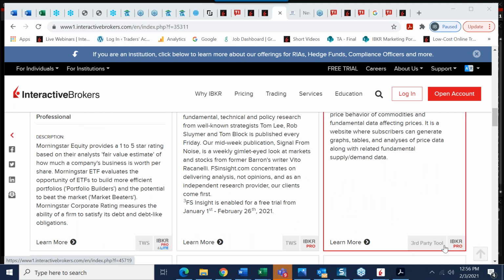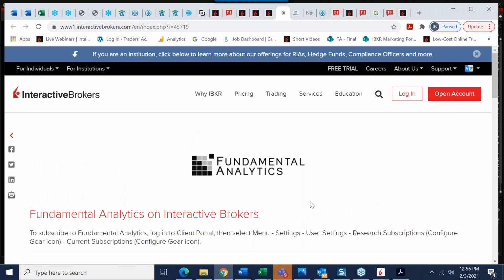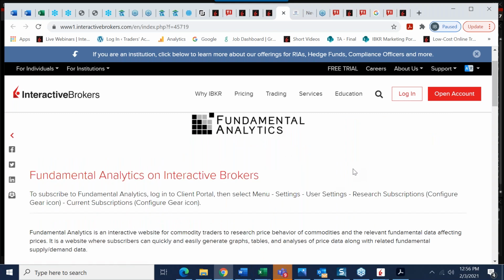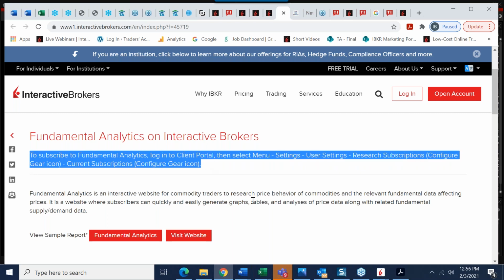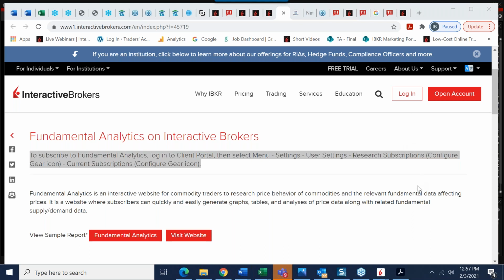It's available under IBKR Pro, and it is a third-party tool. I click on Learn More, and it takes me to the microsite for Fundamental Analytics on the Interactive Brokers website, which tells you exactly what I just described. Log on to Client Portal, select Menu, Settings, User Settings, Research Subscriptions, and then use the gear icon to configure your current subscriptions, and select Fundamental Analytics. We also link out to the fundamentalanalytics.com website, and there's a sample report there that Joel has provided.